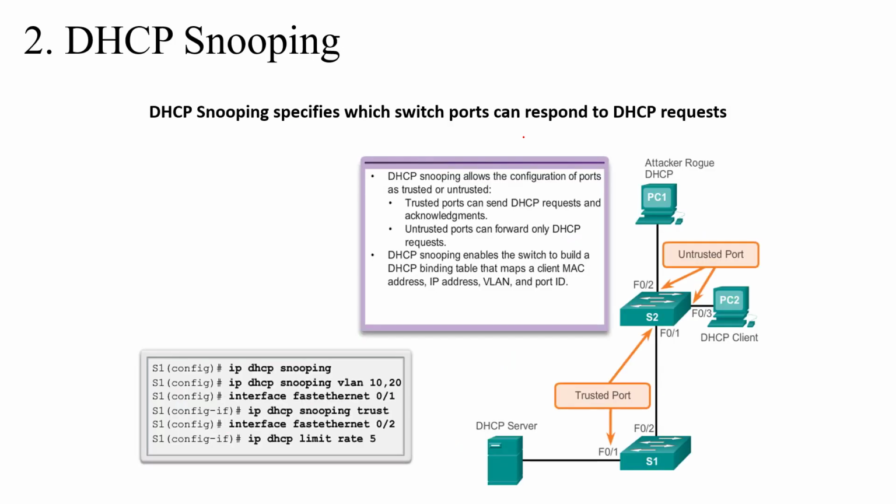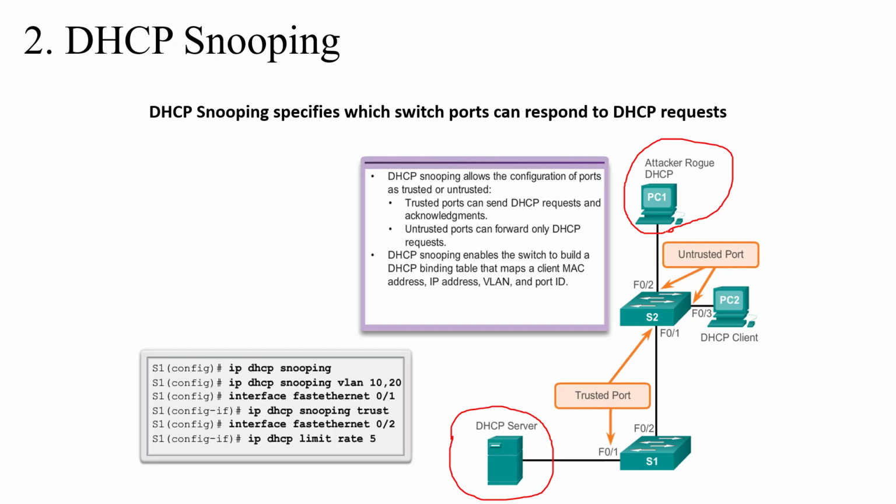Now, the second concept is DHCP snooping. So what does DHCP snooping mean? DHCP snooping specifies which switch port can respond to a DHCP request. What does that mean? We already discussed this. This is our original DHCP server, and this is our fake DHCP server.